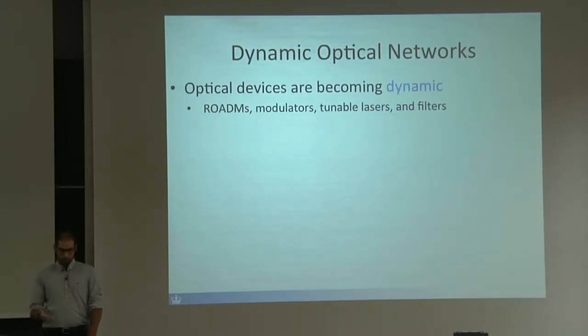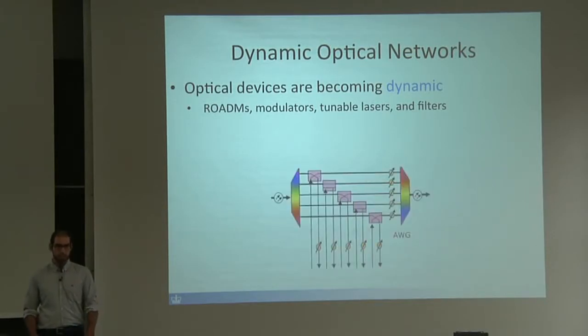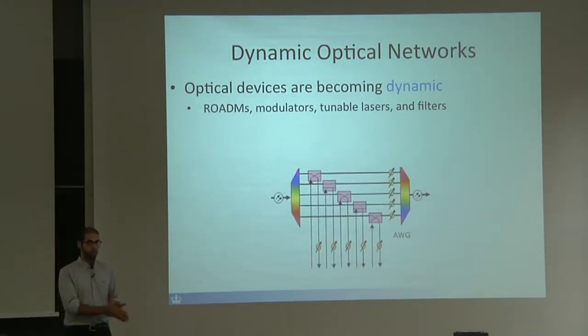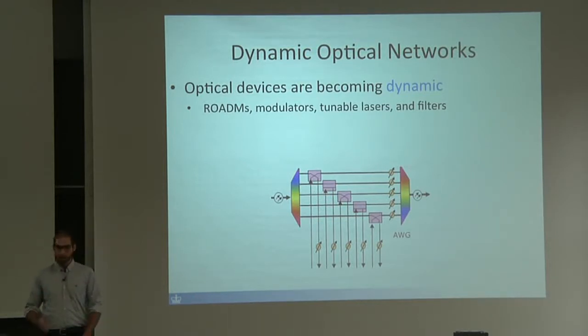So one way to do this is through dynamic optical networks. And optical devices are becoming very dynamic. If you go to one of these conferences, you will see that there are ROADMs that are essentially switches that allow one to switch wavelengths from one port to a different port, and do this at very quick time scales by having little mirrors that move inside and so forth. There are modulators that can change the optical modulation on the fly, lasers that can change the wavelength of the transmissions, and filters and so forth. So devices are definitely becoming dynamic.